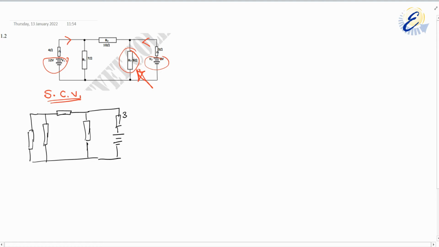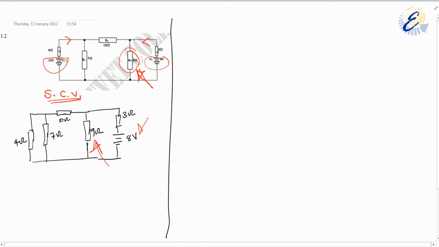So we have 3 ohms here, 8 volts there, 10 ohms here, our 9 ohms there, our 7 ohms there, and lastly our 4 ohms there. So this is the circuit that we have. And then we need to calculate the current that the 9 ohms will get when this voltage is supplying.